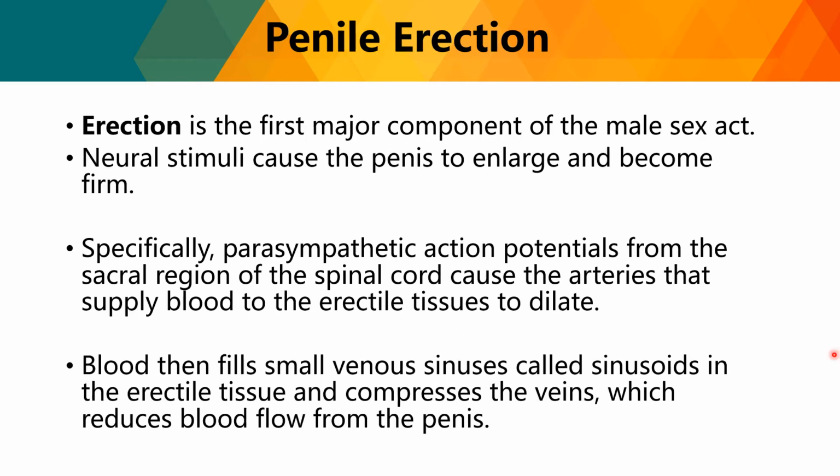Penile erection is the first major component of the male sex act. Neural stimuli cause the penis to enlarge and become firm, and specifically, parasympathetic action potentials from the sacral region of the spinal cord cause the arteries that supply blood to the erectile tissues to dilate. Then the blood fills small venous sinuses called sinusoids in the erectile tissue and compresses the veins, which reduces blood flow from the penis.